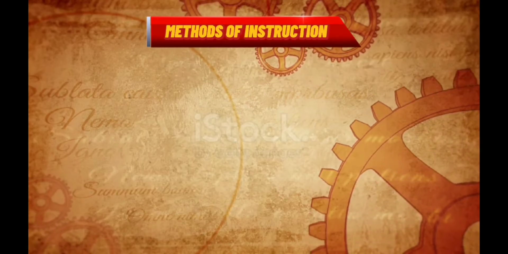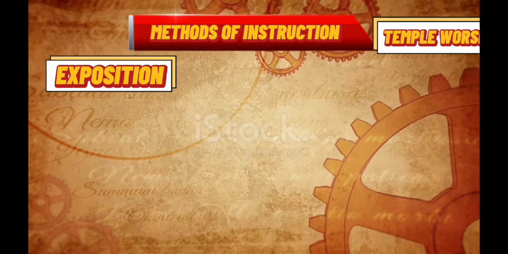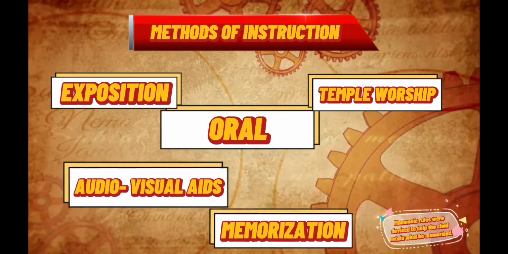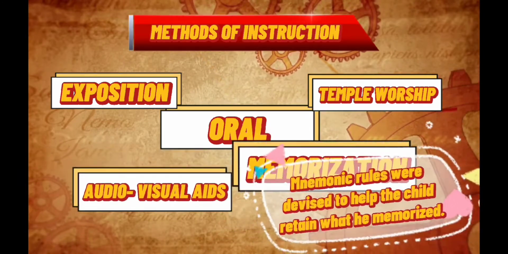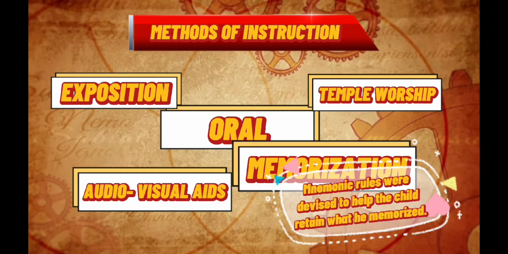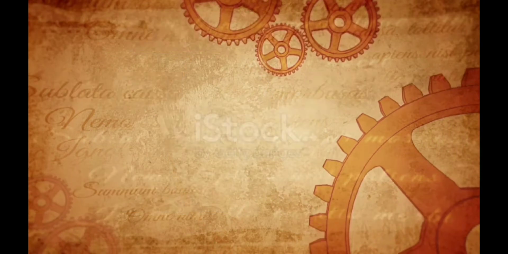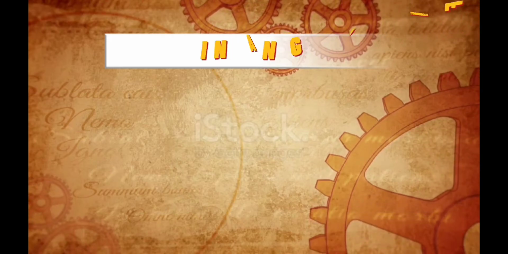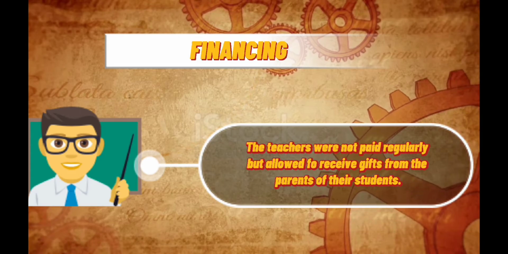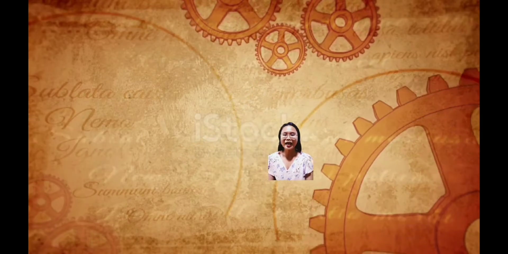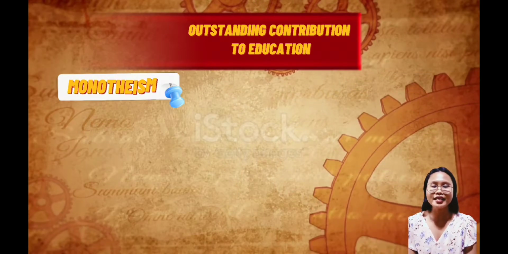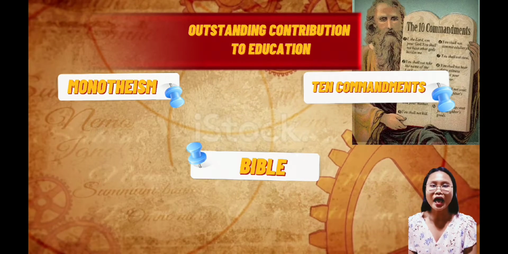Methods of instruction: exposition, temple worship, oral, audio-visual aids, and memorization, for which they used mnemonic rolls devised to help the child retain what he memorized. Financing. The teachers were not paid regularly but were allowed to receive gifts from the parents of their children. And the last, outstanding contribution to education: monotheism, the 10 Commandments, and the Bible.